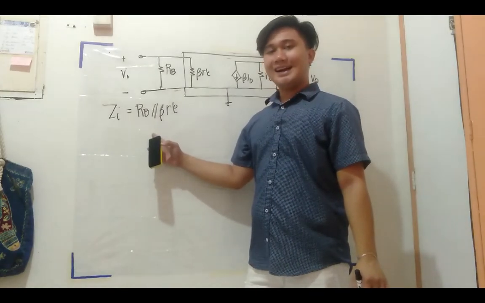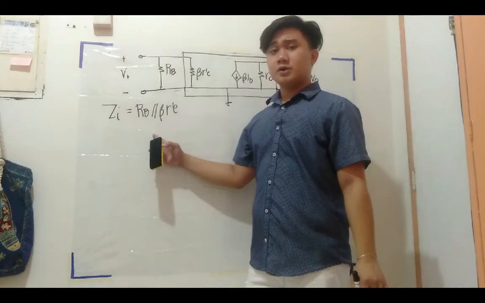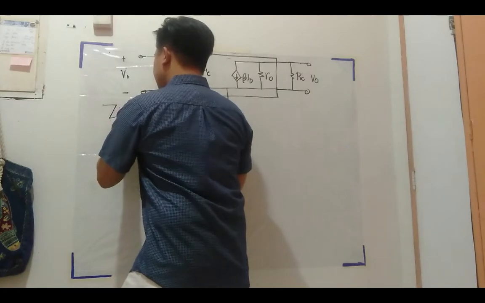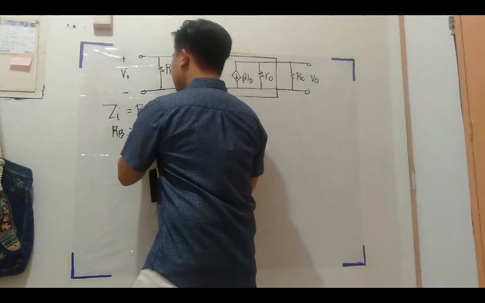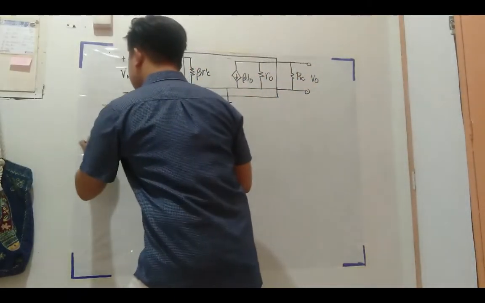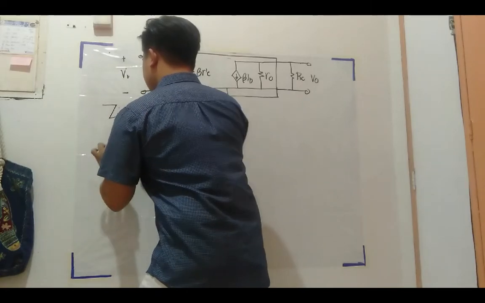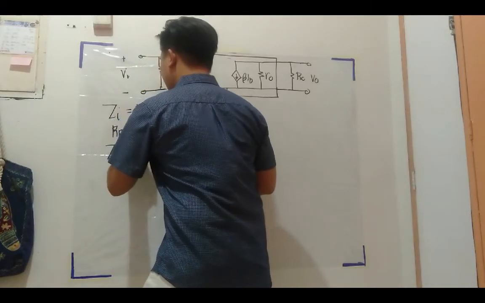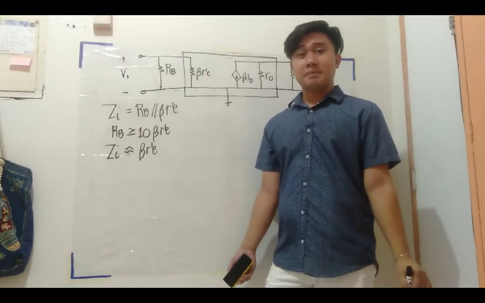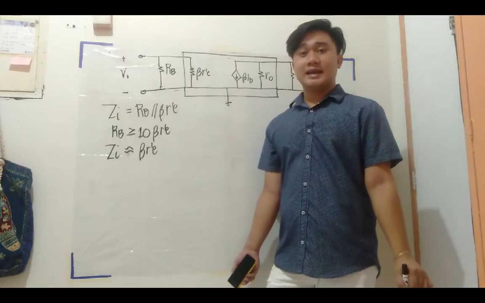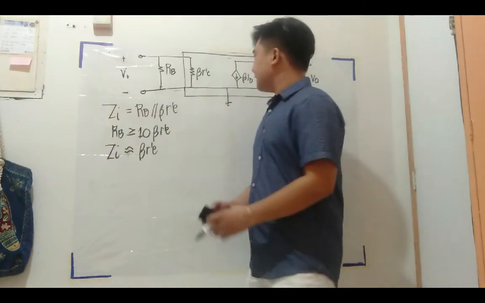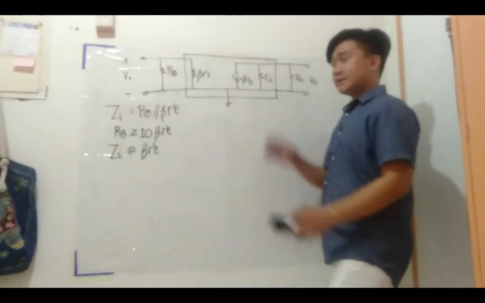Now, paano naman ang ating approximate analysis? Approximate analysis is when RB is greater than or equal to 10 beta R prime E. Kapag ganyan, ZI is approximately equal to beta R prime E. Kapag po ikaw ay nag-AC analysis, pinaka-practical gawin ang approximate analysis kasi pinakamadali po yung formulas doon. Okay? Next thing, kapag ZO naman tayo.